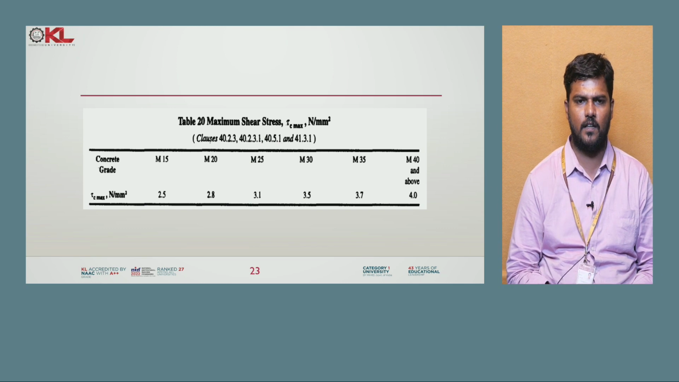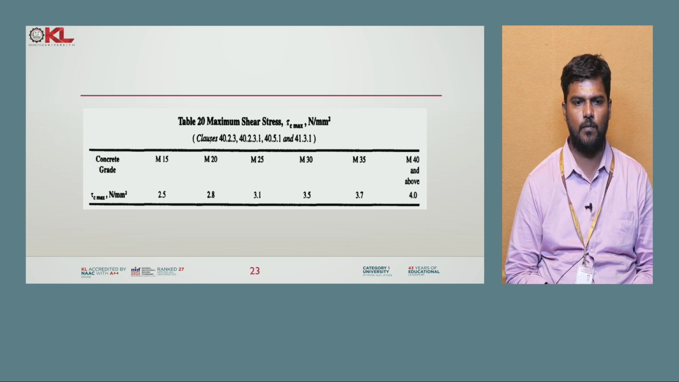Next one, you can see as per IS 456 what is the maximum shear stress, that is nothing but tau C max. So for M15 grade of concrete, tau C max can be taken as 2.5 Newton per mm square. For M20 grade of concrete, it can be taken as 2.8 Newton per mm square. For M25, 3.1 Newton per mm square. For M30, tau C max can be taken as 3.5 Newton per mm square. For M35, it can be taken as 3.7 Newton per mm square. For M40 and above, up to M60 or M70, the value can be taken as 4 Newton per mm square.